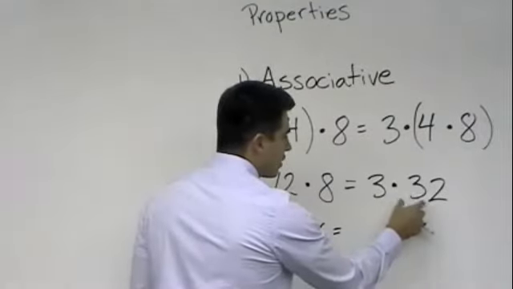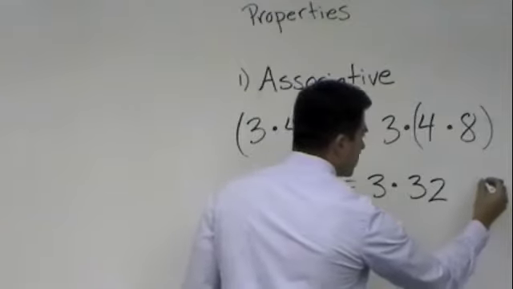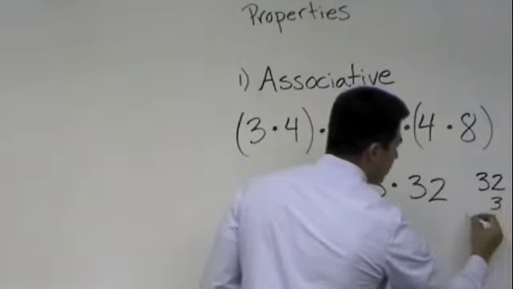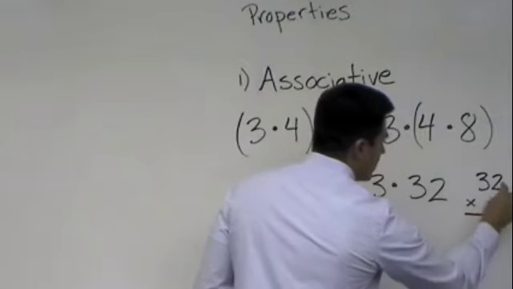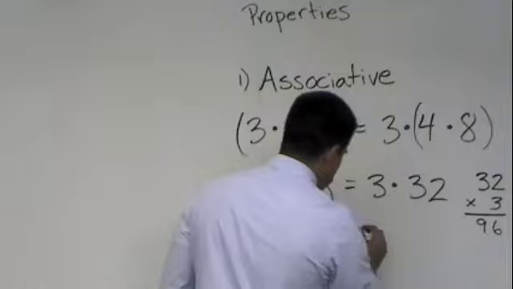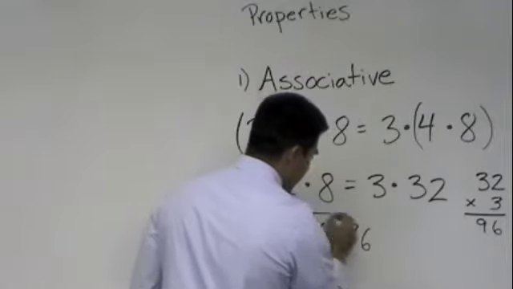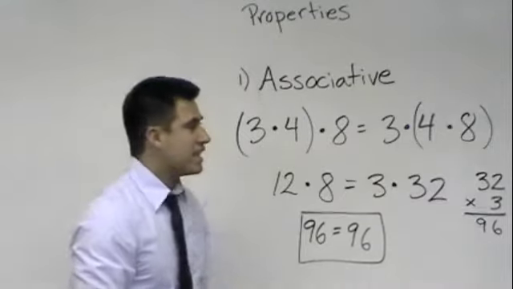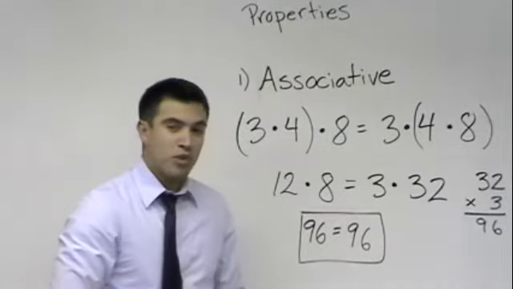Now, we want to make sure that 3 times 32 is equal to 96 as well, so I'm going to go ahead and multiply that right here for you. 3 times 2 is 6, and 3 times 3 is 9, so 96. And hey, what do you know? It's the same answer. So when the answer is the same, it's associative property of multiplication.